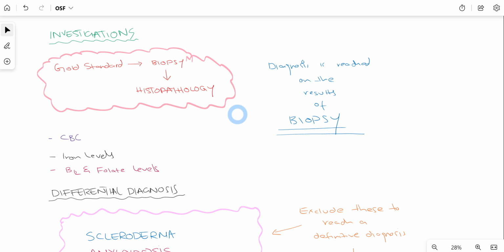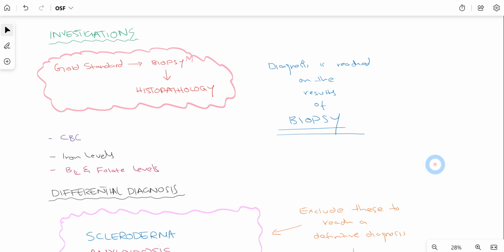Now, histopathological features is one thing, and then we also correlate with the clinical features, because both of these then give us an idea that either the patient is suffering from OSF or not. Other than that, we also go for CBC to get an idea of the general health of the patient. Sometimes iron levels and B12 and folate levels as well, because as we have talked in the beginning, sometimes nutritional deficiency, although rare, can also lead to OSF.